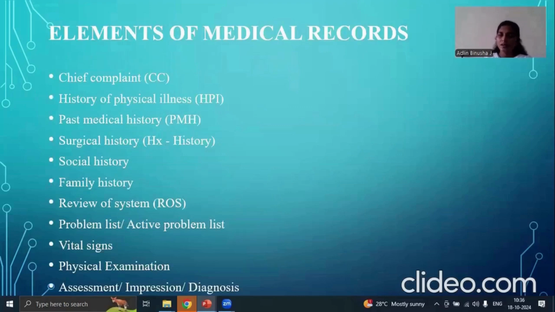Okay, these are the elements of medical records. We are saying medical records are recording all the conditions. But what are the elements? Okay, we need to know that. First is chief complaint, history of present illness, past medical history, surgical history, social history, family history, review of systems, problem list or active problem list, vital signs, physical examination, assessment, impression, diagnosis. Okay. With these names themselves, we can understand everything. Chief complaint will be the major one. I might have diabetes and hypertension, but now I'm going to examine my fracture in my right leg.